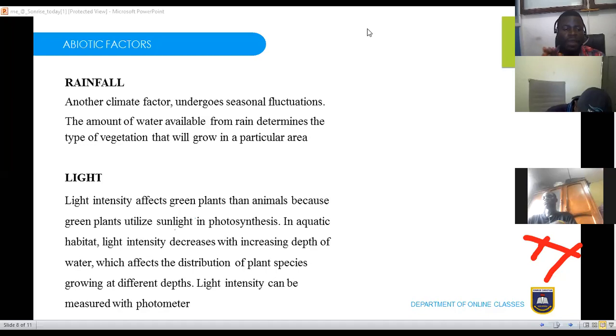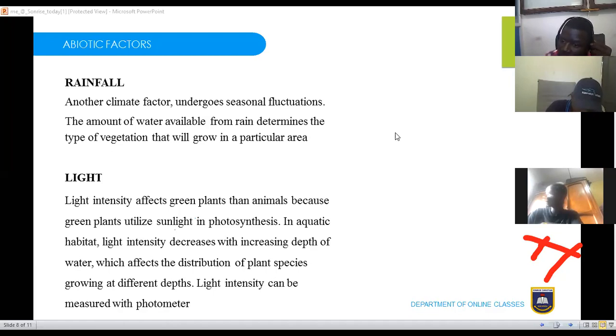so forth. Some organisms have synchronized their reproduction times to times where there is not too much rainfall, there is not too much temperature, and everything is almost stable. All right. The amount of rainfall determines the type of vegetation that will grow in a particular area.